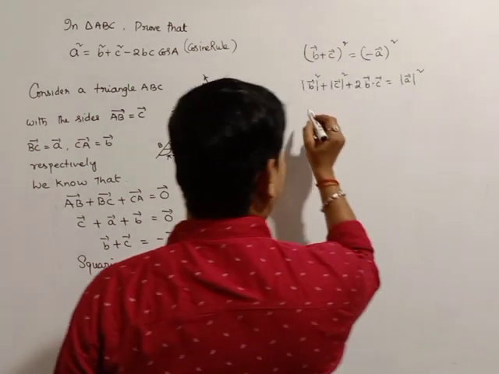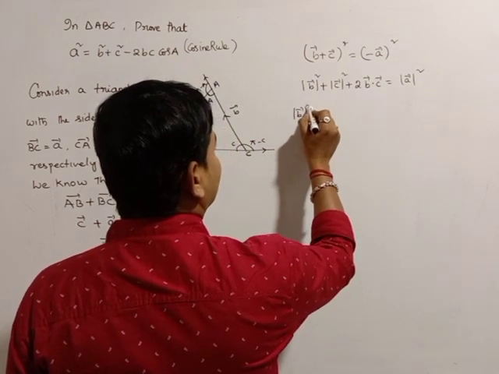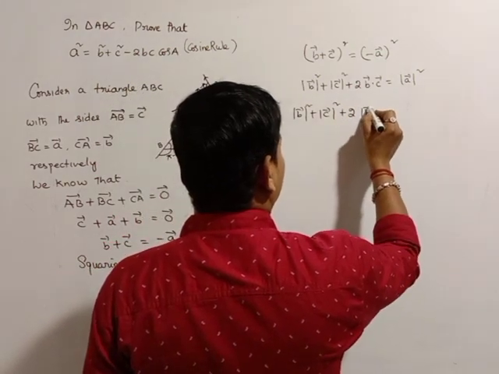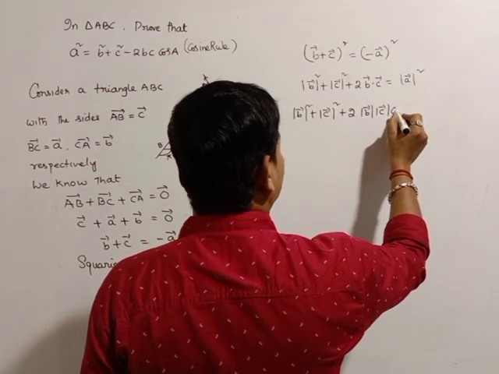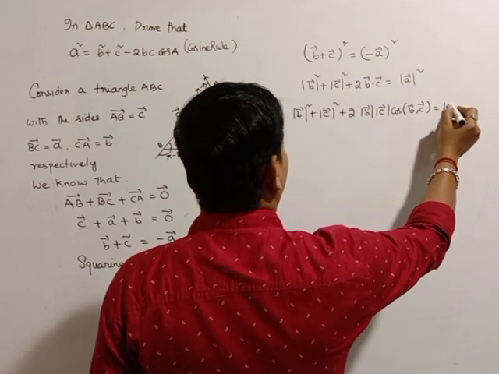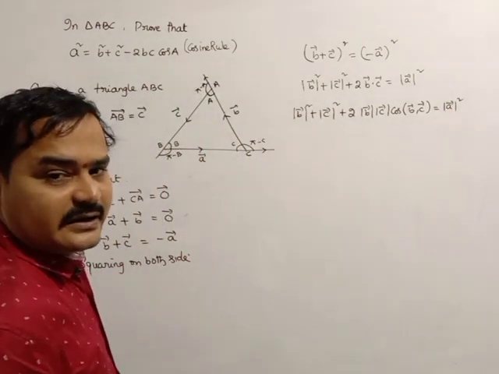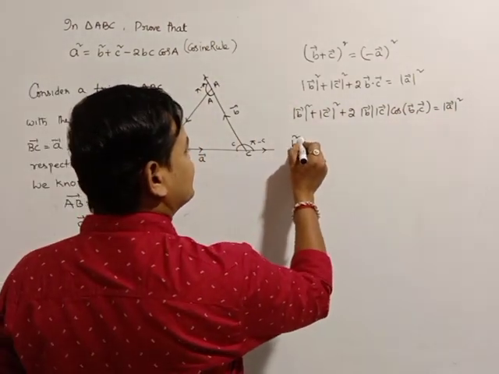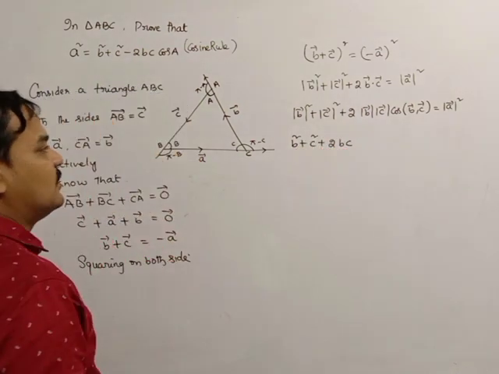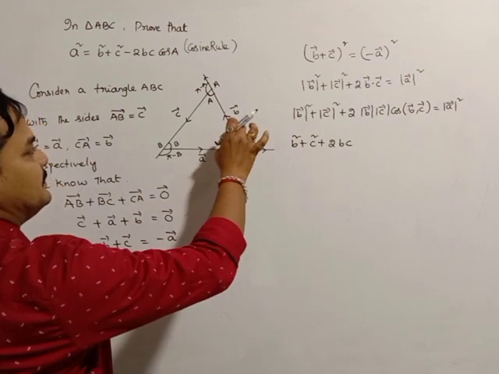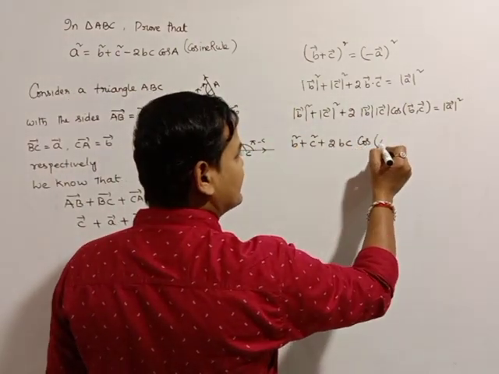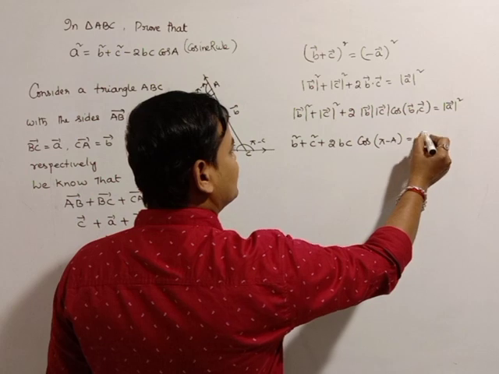Now this can be written as mod B bar square plus mod C bar square. Apply the formula: 2 into mod B bar into mod C bar into cos of the angle between B bar and C bar is equal to mod A bar square. So that is B square plus C square plus 2 into B into C. What is the angle between B bar and C bar? See, the angle between B bar and C bar is not A, it is pi minus A. This is very important.